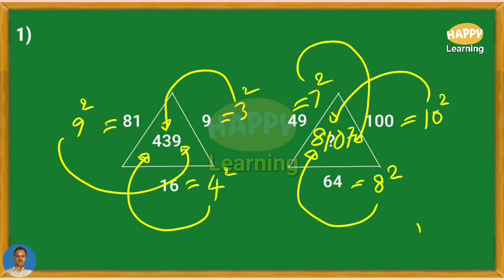So the answer is 8107. 8107 should be there at the middle of this triangle in the place of question mark. Okay, right.